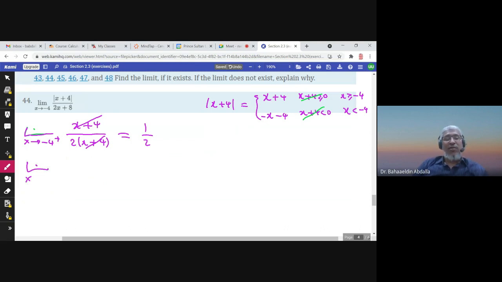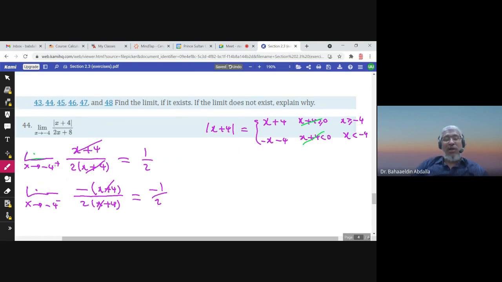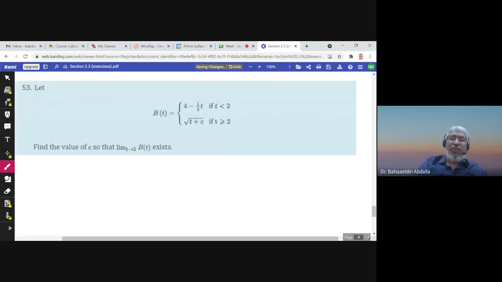Let us find the limit when x approaches negative 4 from the left. Well, in this case, we will take numbers less than negative 4. So the definition would be negative x minus 4, or you can take the negative sign as a common factor, because I need to cancel these two, and the limit would be negative 1 over 2. The limit from the right is not equal to the limit from the left, so this limit does not exist.